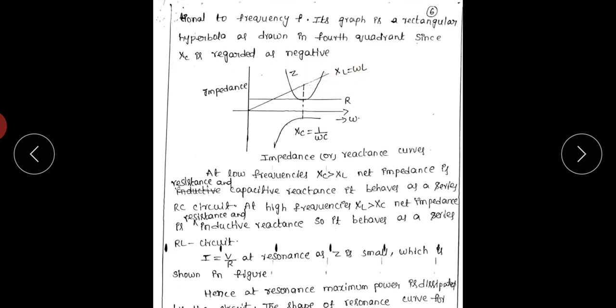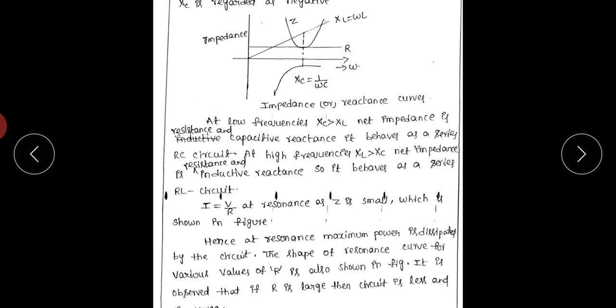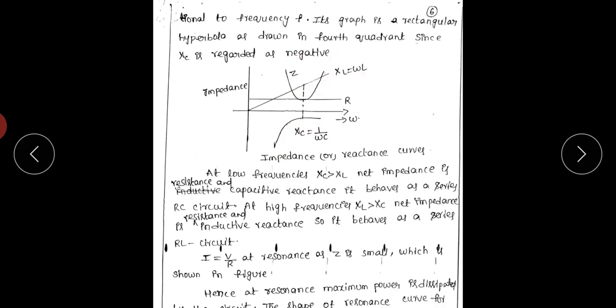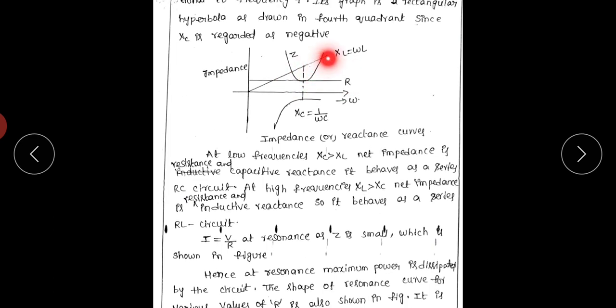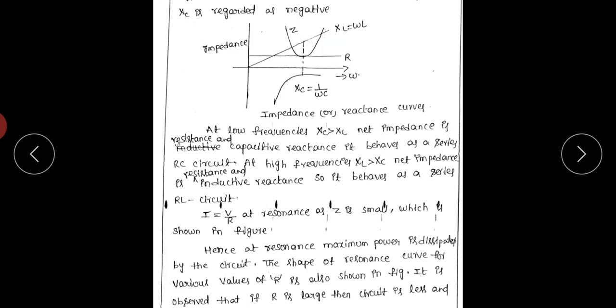Z equals R plus j into (XL minus XC). By using that relation, by using these three graphs, we can draw the impedance graph. So this is the impedance variation with respect to frequency. Initially impedance is high. Next, by increasing frequency, the impedance decreases. Finally at resonance frequency, the impedance reaches the resistance, which is the minimum value. After resonance frequency, by increasing frequency, the impedance also increases. So this is the series RLC circuit impedance variation with respect to frequency.